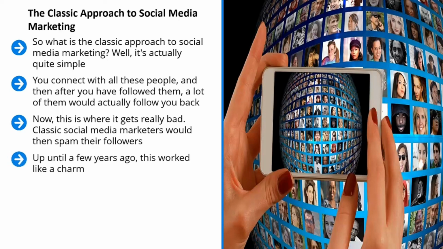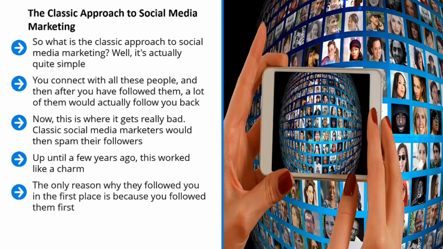Up until a few years ago, this worked like a charm. This was a great way to get a lot of Twitter traffic, but not anymore. This pattern instead can get you banned. More importantly, whatever traffic you do manage to get using this tactic is not going to be any good. Why? There's no targeting. You're not pre-qualifying these people who would follow you. The only reason why they followed you in the first place is because you followed them first. Where's the selection there? Where's the targeting there?